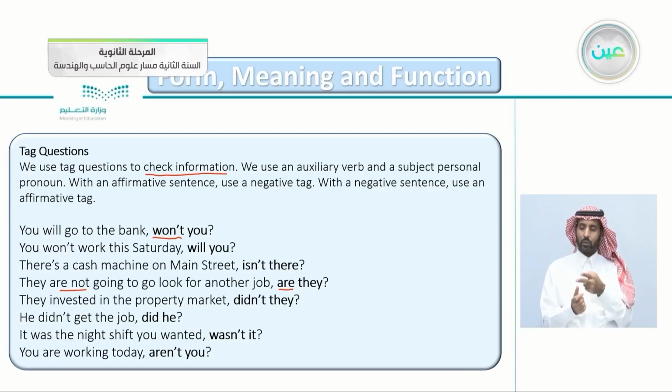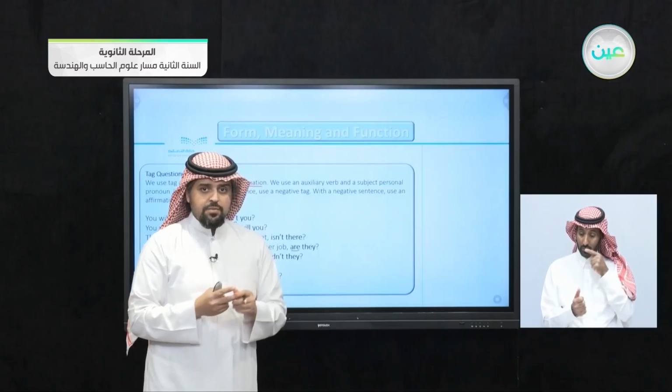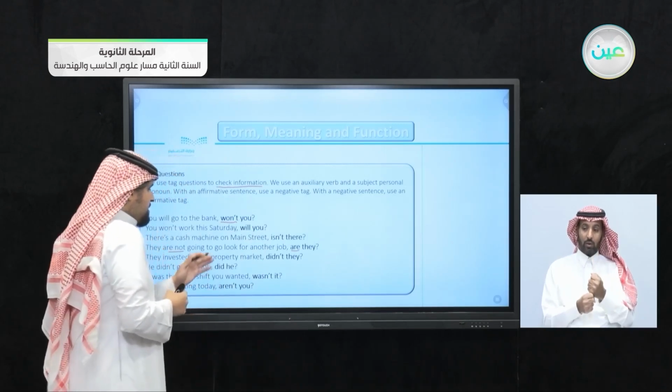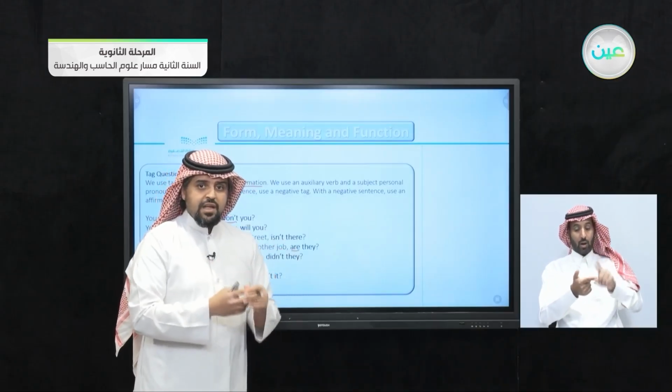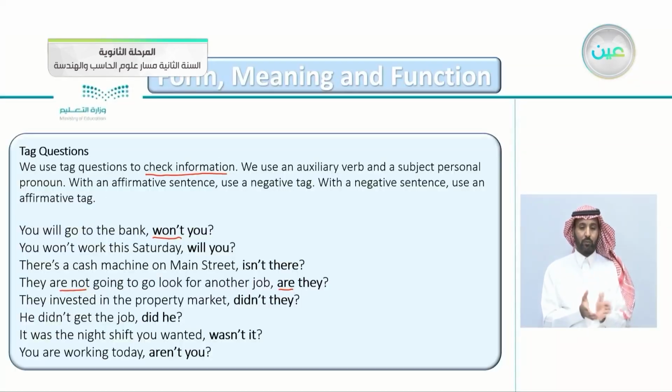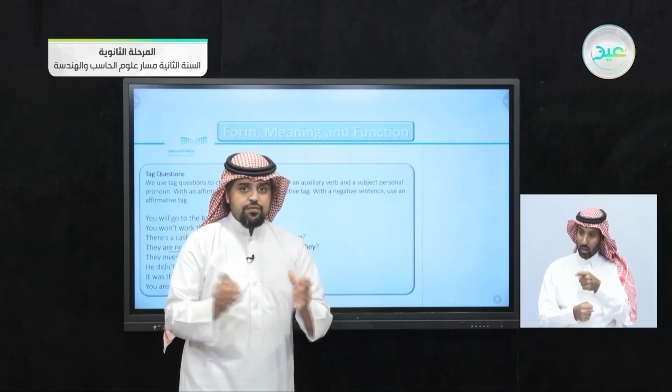Notice the question tag contains two words, an auxiliary verb and a pronoun. Didn't they? Did he? Wasn't it? So it's just an auxiliary verb, whether it's negative or affirmative, and the pronoun. Let's continue here. It was the night shift you wanted, wasn't it? You are working today, aren't you? And remember, they're not really asking here, they're just checking for the information.